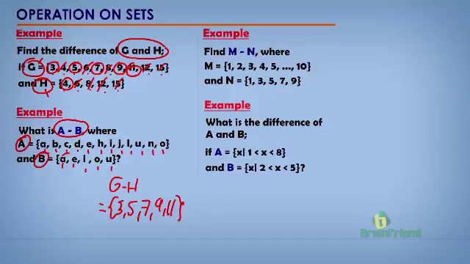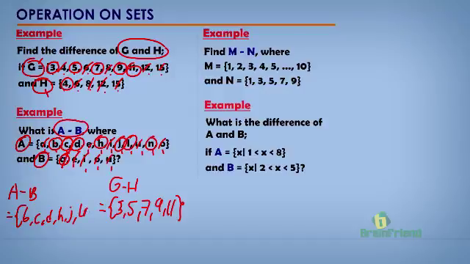Again, let's cross out our common elements. A is crossed out, E, I crossed out, O crossed out, and U crossed out. Our remaining elements will be B, C, D, H, J, L, and N. Therefore, A minus B is the set that has elements B, C, D, H, J, L, and N.